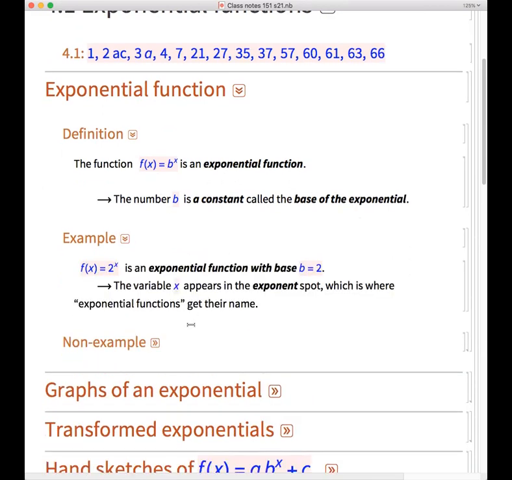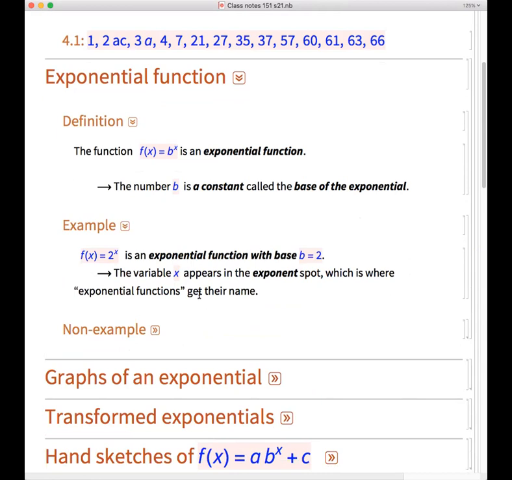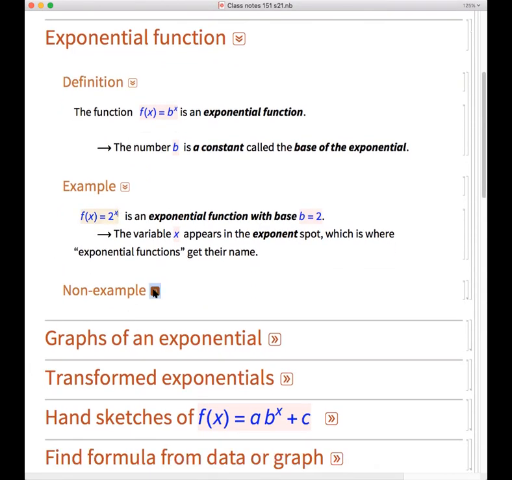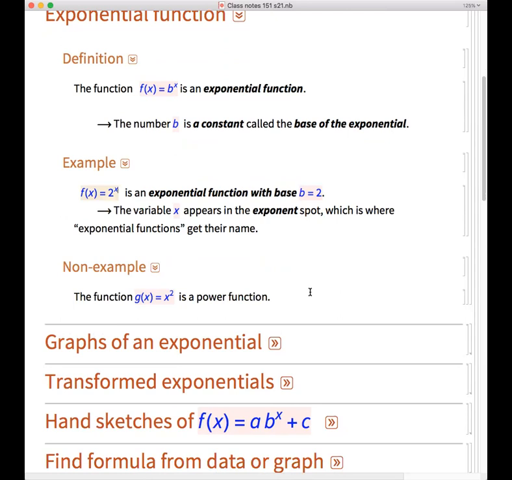So a good example is the function 2 to the x. This is an exponential function with base b equal 2. So the variable for this function, x, appears in the exponent spot, which is where exponential functions get their name. Here's a non-example. X squared is not an exponential function. Even though there is an exponent, this is a power function because the variable x is not in the exponent.